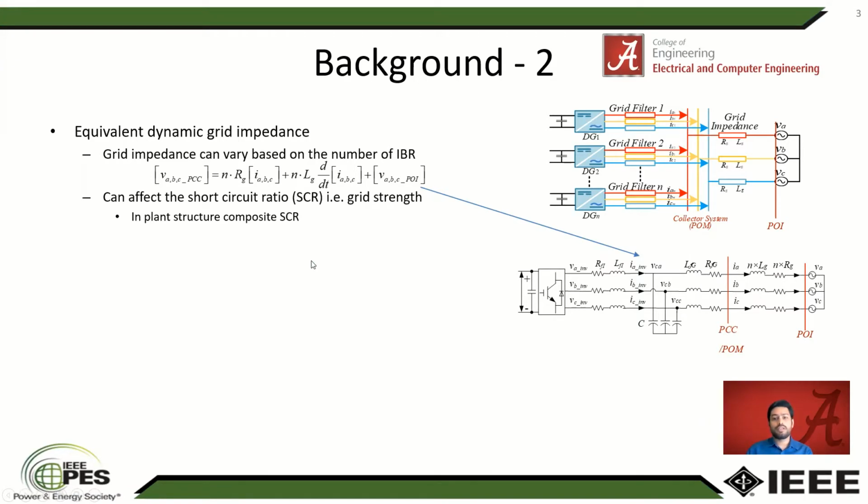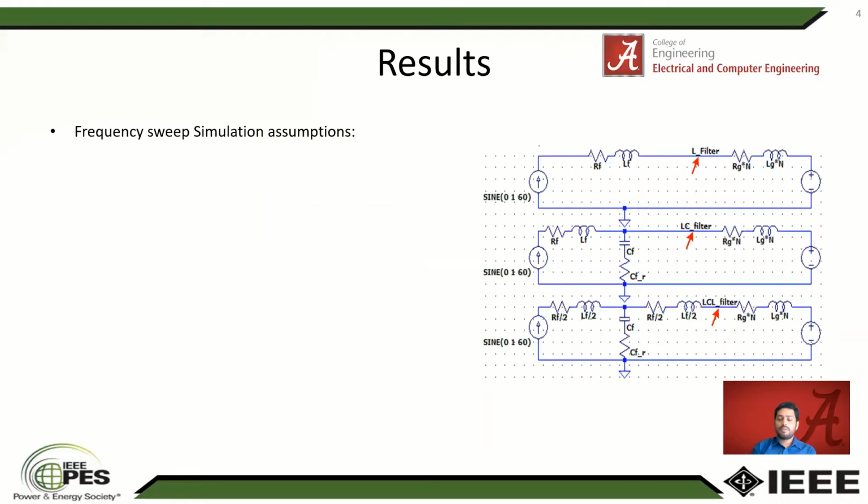In plant structure, the grid strength is represented by the composite short circuit ratio. It's represented by this equation: the short circuit MVA power divided by the total rated capacity of all the IBRs. Another thing, the equivalent dynamic grid impedance can affect the IBR plant differently for different kinds of filters. Here I showed only the LCL filter, but I analyzed it for L filter, LC filter, and LCL filter. So this is my setup.